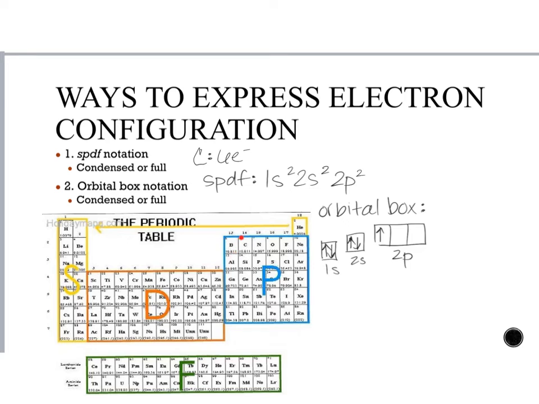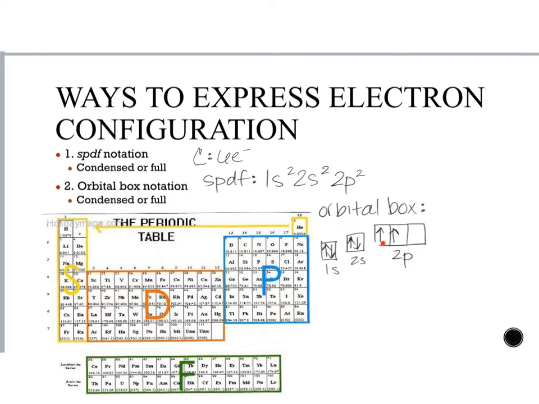Notice 1, 2. Okay, but the orbital box notation, where do we put that next arrow? Do we put it here or do we put it here? Well, based off Hund's rule, I have to singly fill all orbitals that are the same energy first. So that electron would go here. Because again, I don't want to pair electrons that are in the same energy level until all the orbitals are singly filled first.